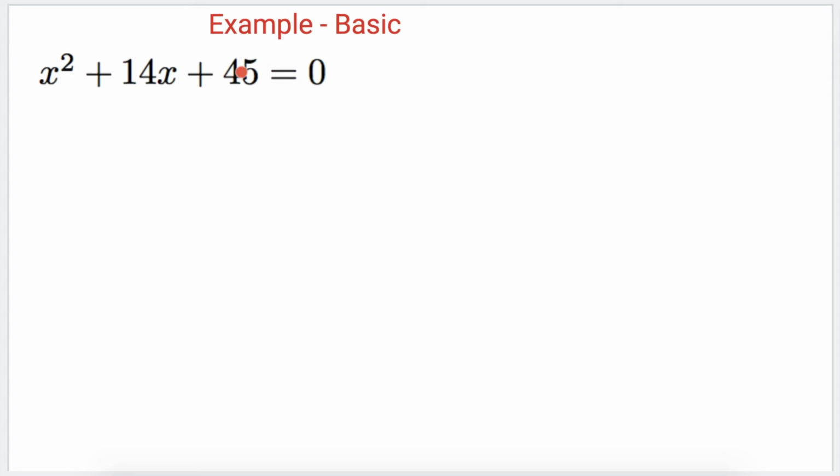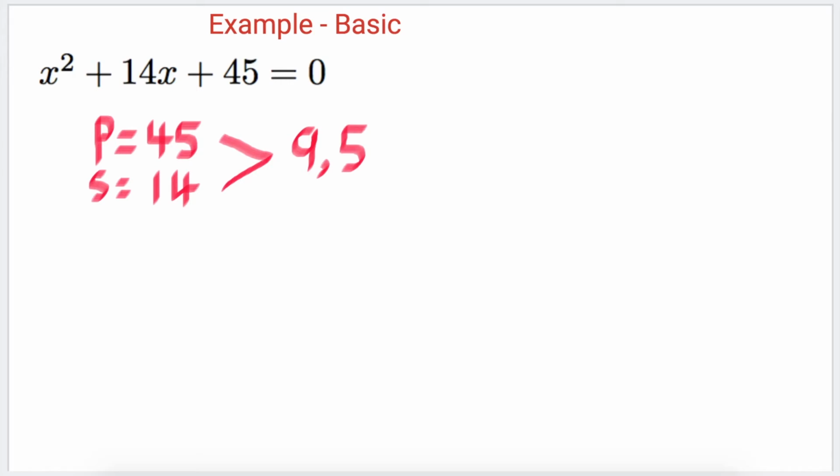The third thing we need to do is look for the product and the sum. In this case, the product is going to be 45, because we multiply C times A. A was 1 and C was 45, so 45 times 1 is 45, and the sum is going to be the middle constant, which is 14. Now we need to look for two numbers where if we multiply them we get 45, and if we add those two numbers we get 14. Those two numbers are 9 and 5, because 9 times 5 is 45, and 9 plus 5 is 14.